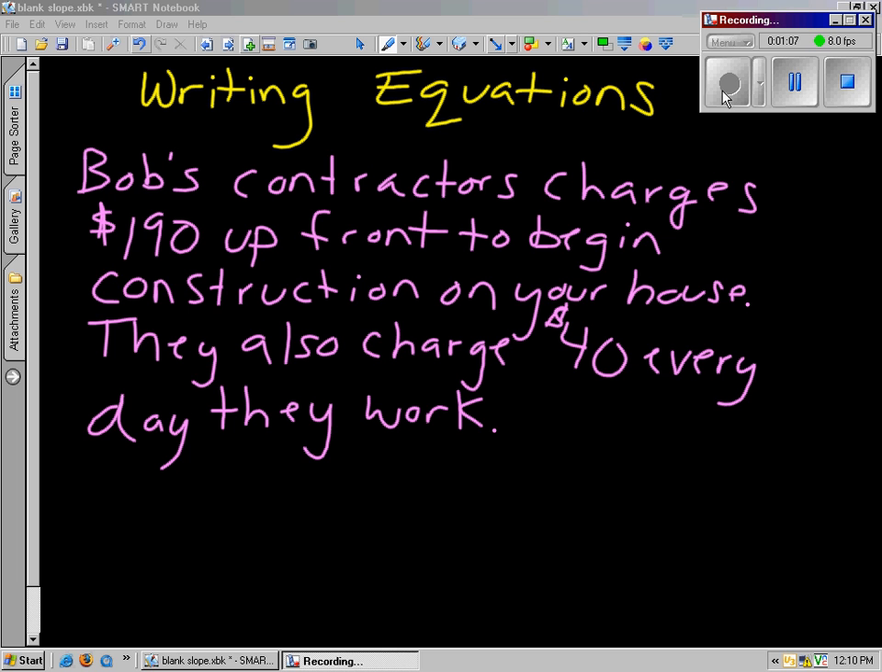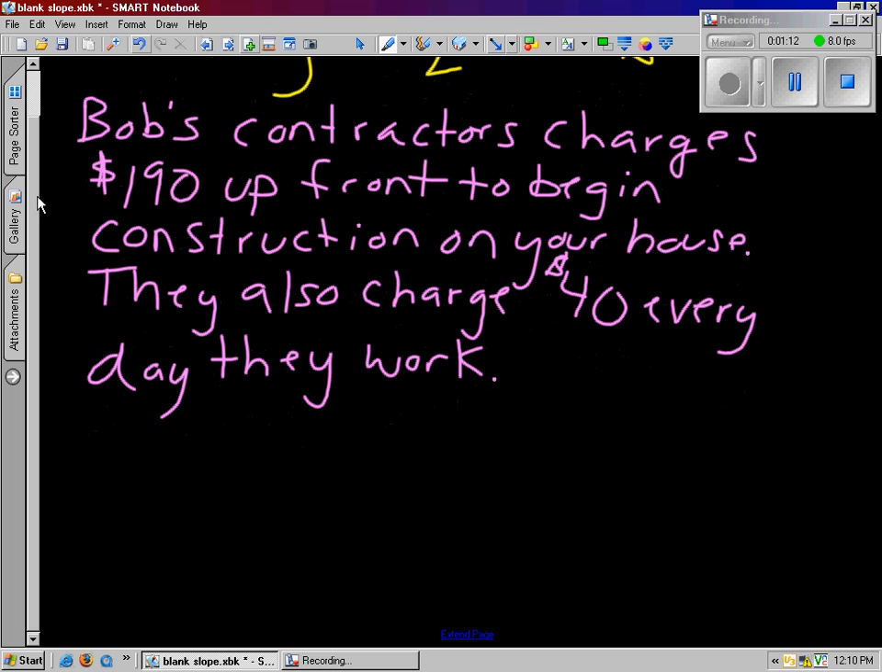We're still going to use slope-intercept form. It's going to be just the same. Y is always going to represent my total cost, which is what I'm trying to figure out, correct? So y is my total cost. We know x always represents our days, or our time, which is days in this case. I'm being charged $40 every day, which is 40 times x, 40 times the number of days that they work.